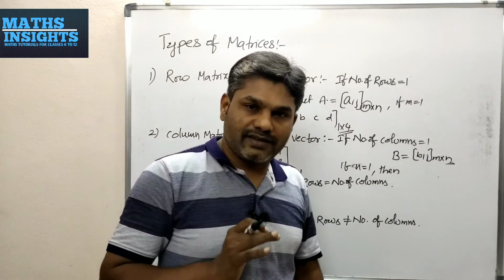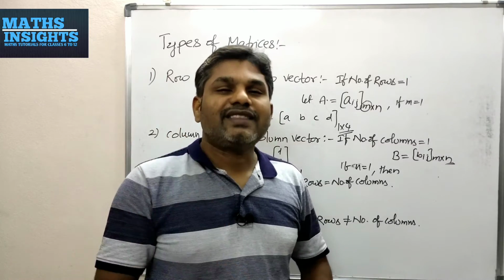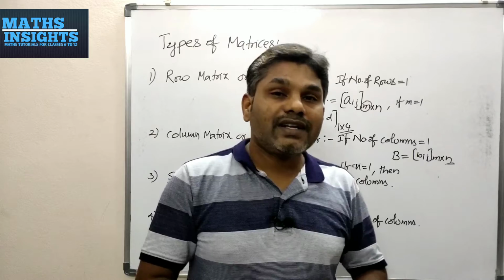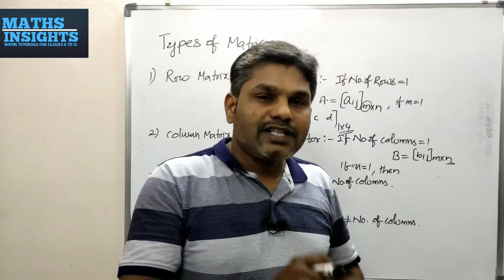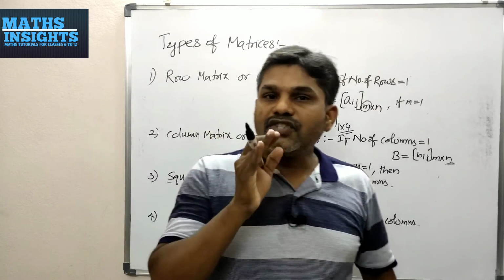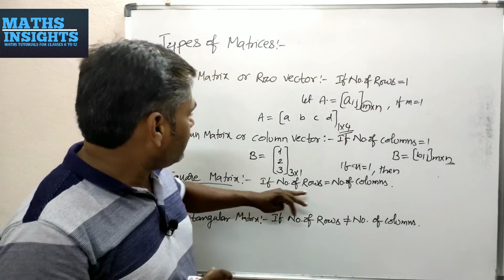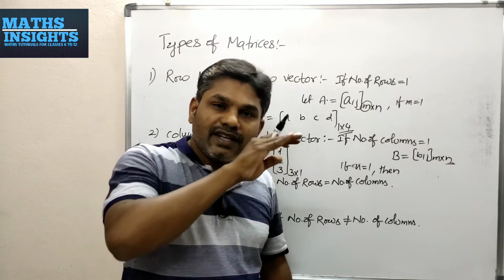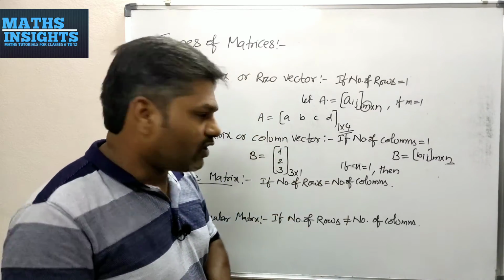If in any matrix, the number of rows is equal to the number of columns, then that matrix is said to be a square matrix. You may have seen square in algebra. You may have seen it in geometry. In geometry, you have a square. Like that, here also, the length and breadth of the square are equal. Similarly, the number of rows and number of columns are equal. Then that is said to be a square matrix.